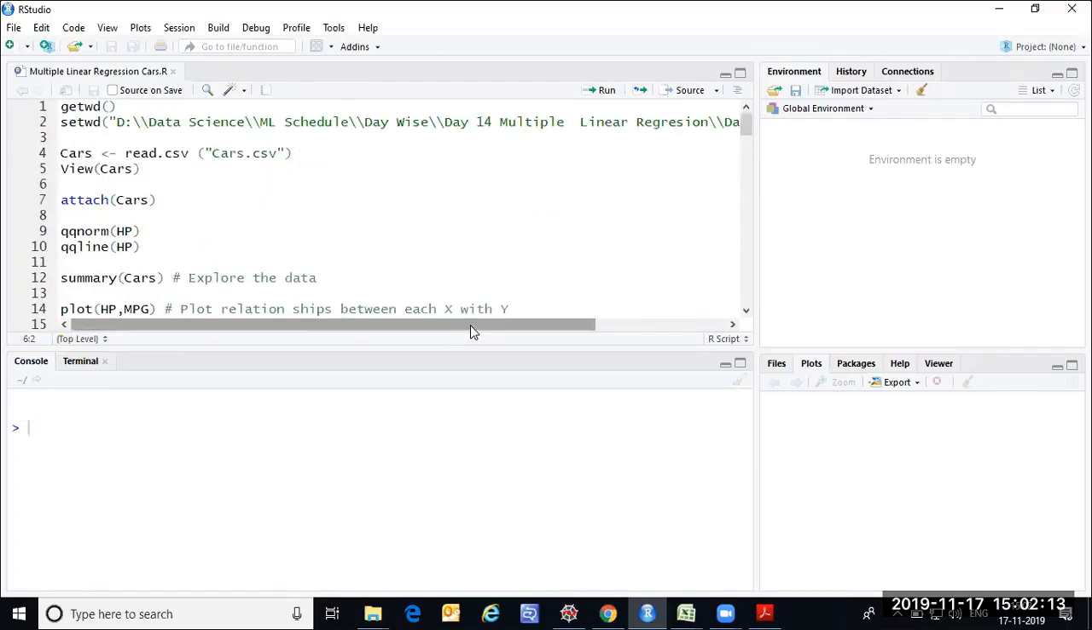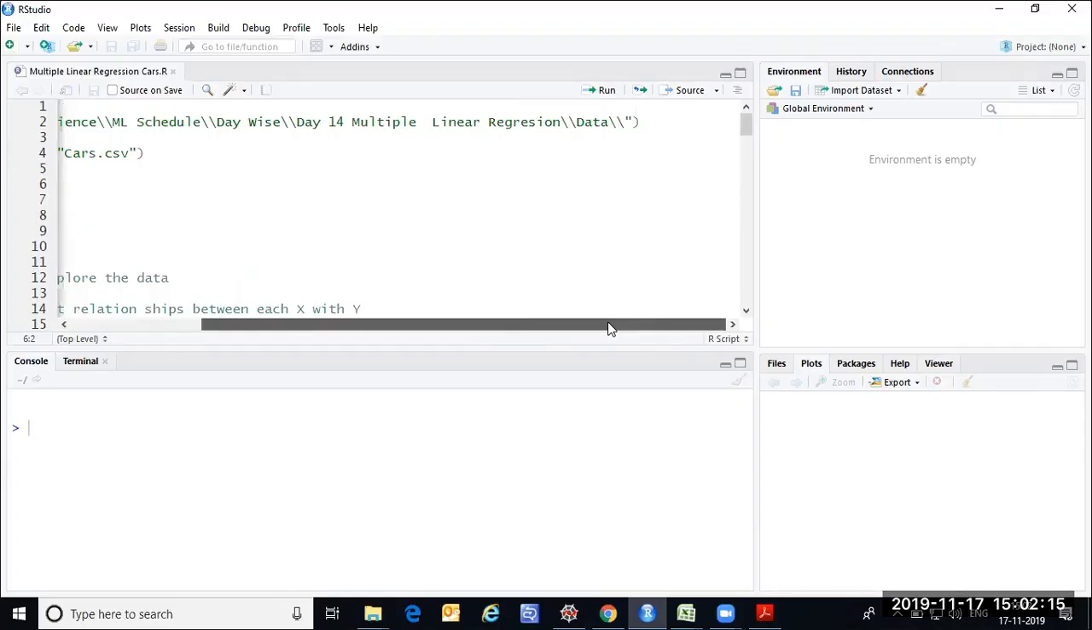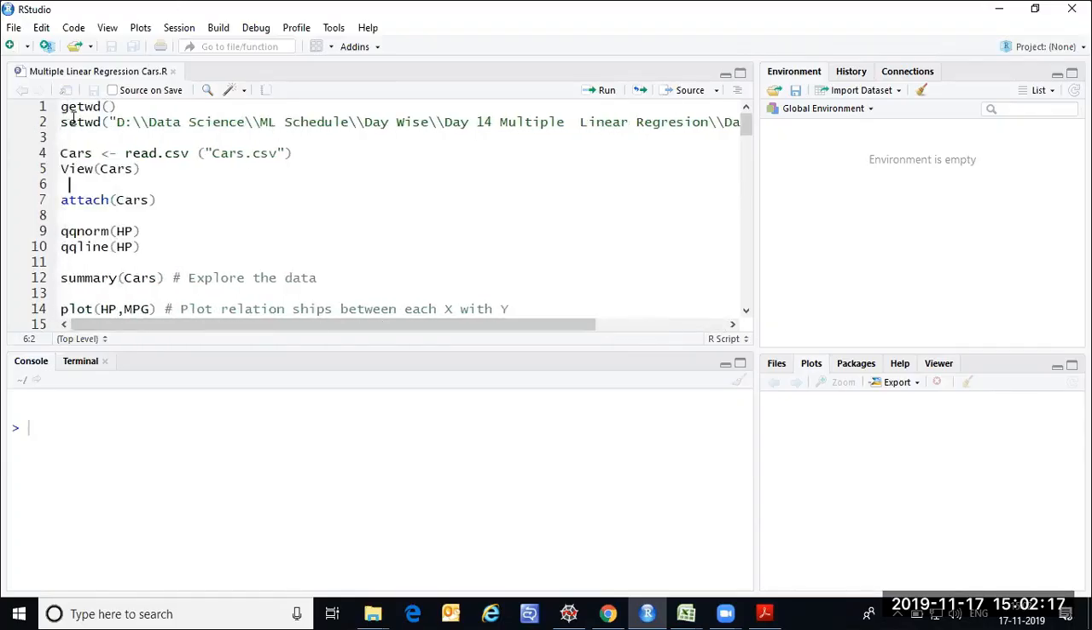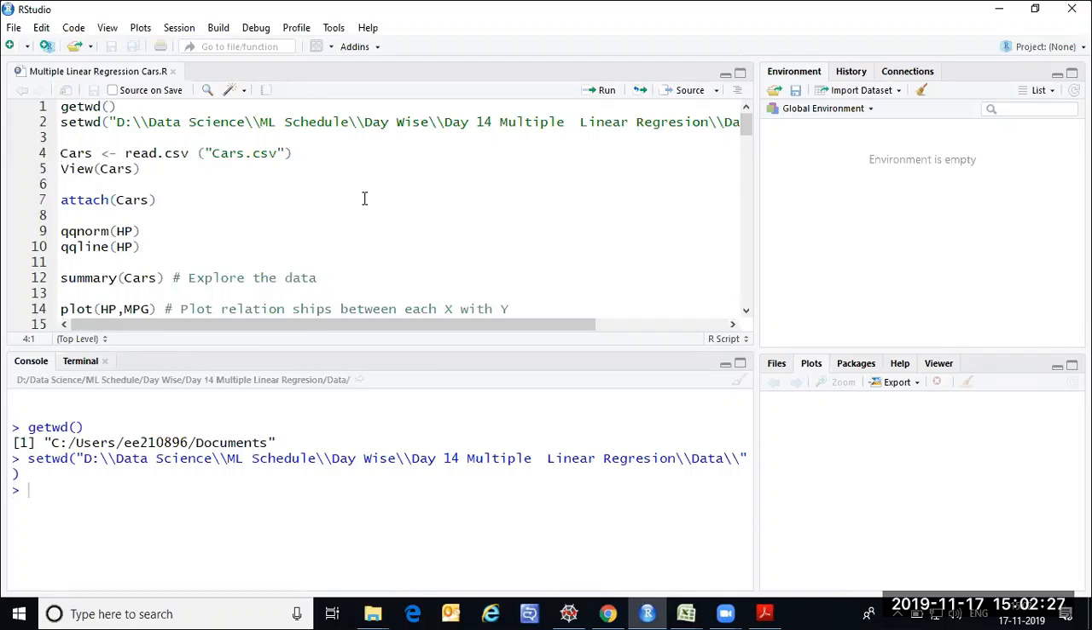So I'm just loading the same data of cars.csv. Setting the working directory, then reading the data CSV file directly into the variable called cars. So how many variables and how many observations do I have? So 81 rows and 5 variables are there. These variables are also called features or dimensions of your data.